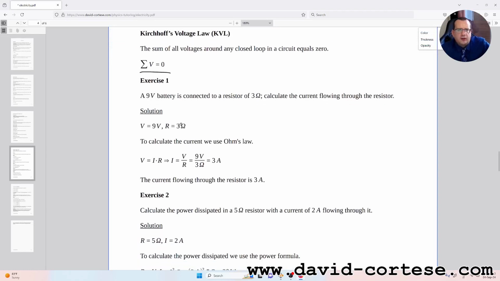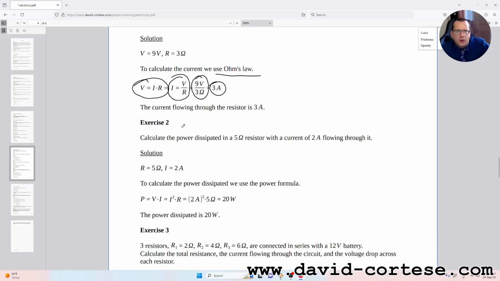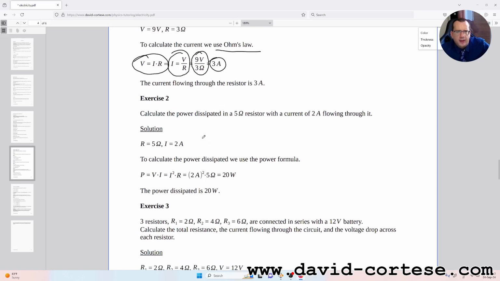So, the first exercise. A 9 volt battery is connected to a resistor of 3 ohm. Calculate the current flowing through the resistor. So, we calculate it using Ohm's law. We need to use this formula: V is equal to I times R, so I is equal to V over R, that is 9 volt over 3 ohm, and the solution is 3 ampere. So the current flowing through the resistor is 3 ampere.